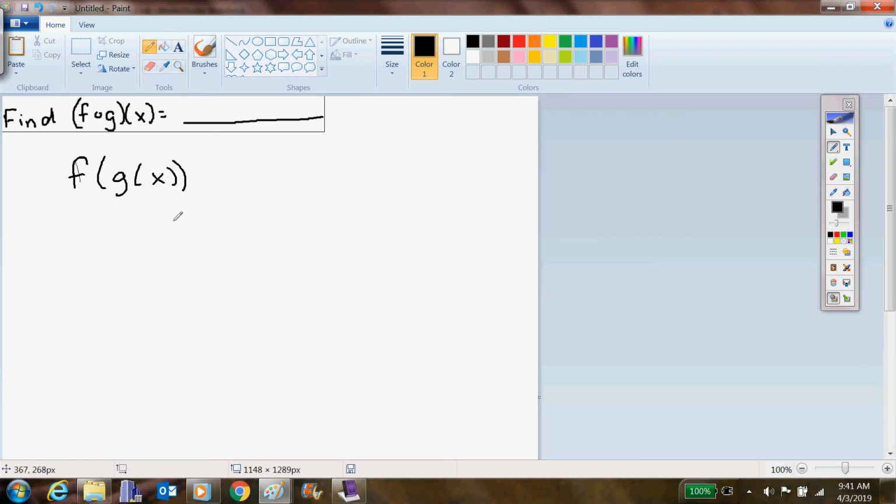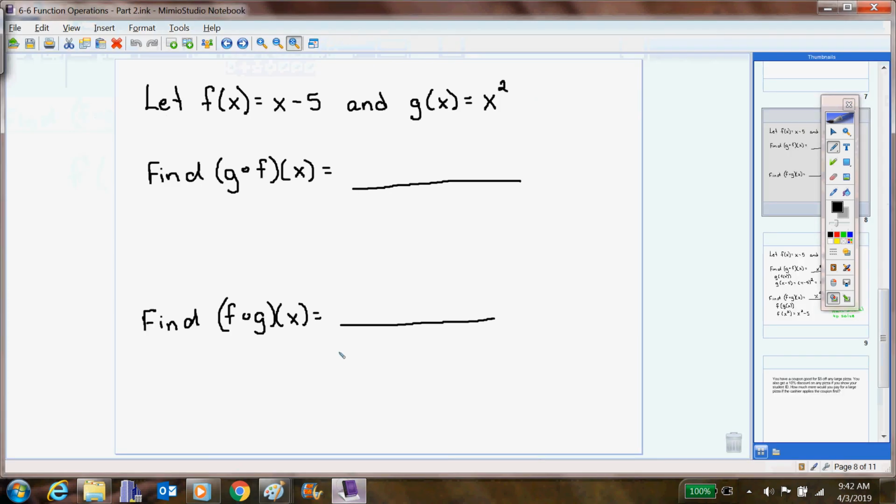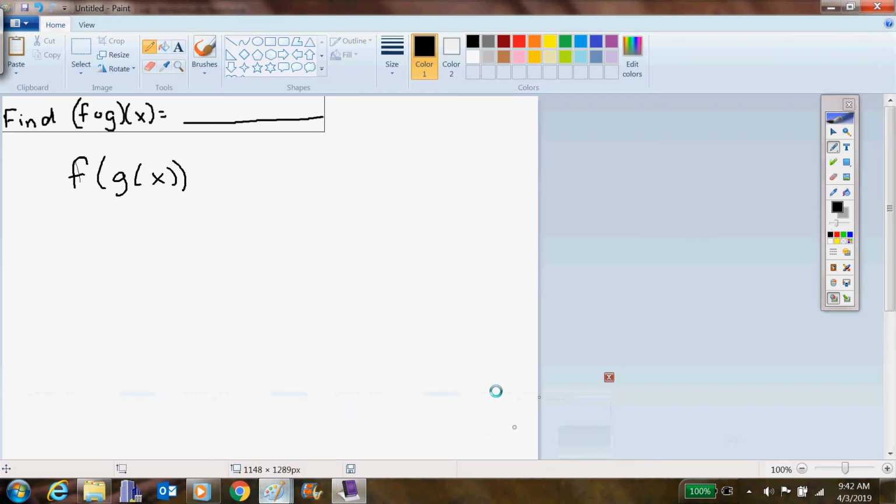Do we have the functions for it? It's the same functions that we used a minute ago. So g of x was, g of x is, so f of x squared. I'm actually glad that you said that, because I want to make the point that it's not times.